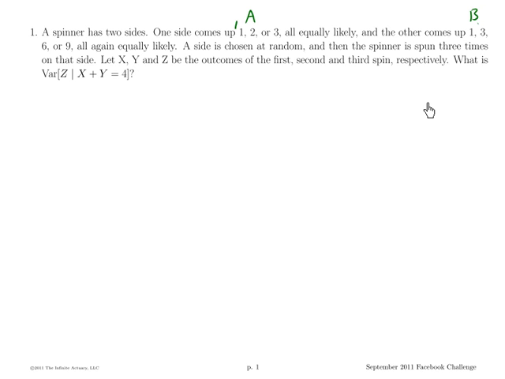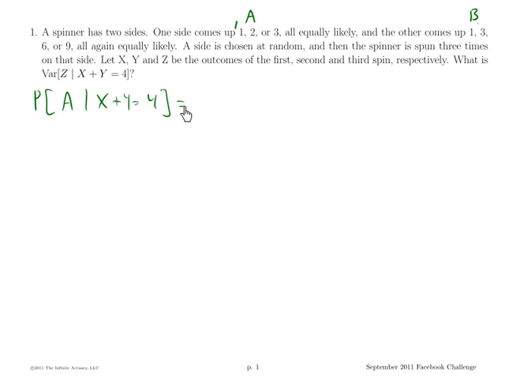And then we spin the spinner 3 times on that one side. So all 3 spins are either from A or all 3 are from B. X, Y, and Z are the outcomes of our spins. We are given that X plus Y is equal to 4. So the first thing I want to know is, what is the probability that side A was a side that was being spun 3 times, given that X plus Y is equal to 4?